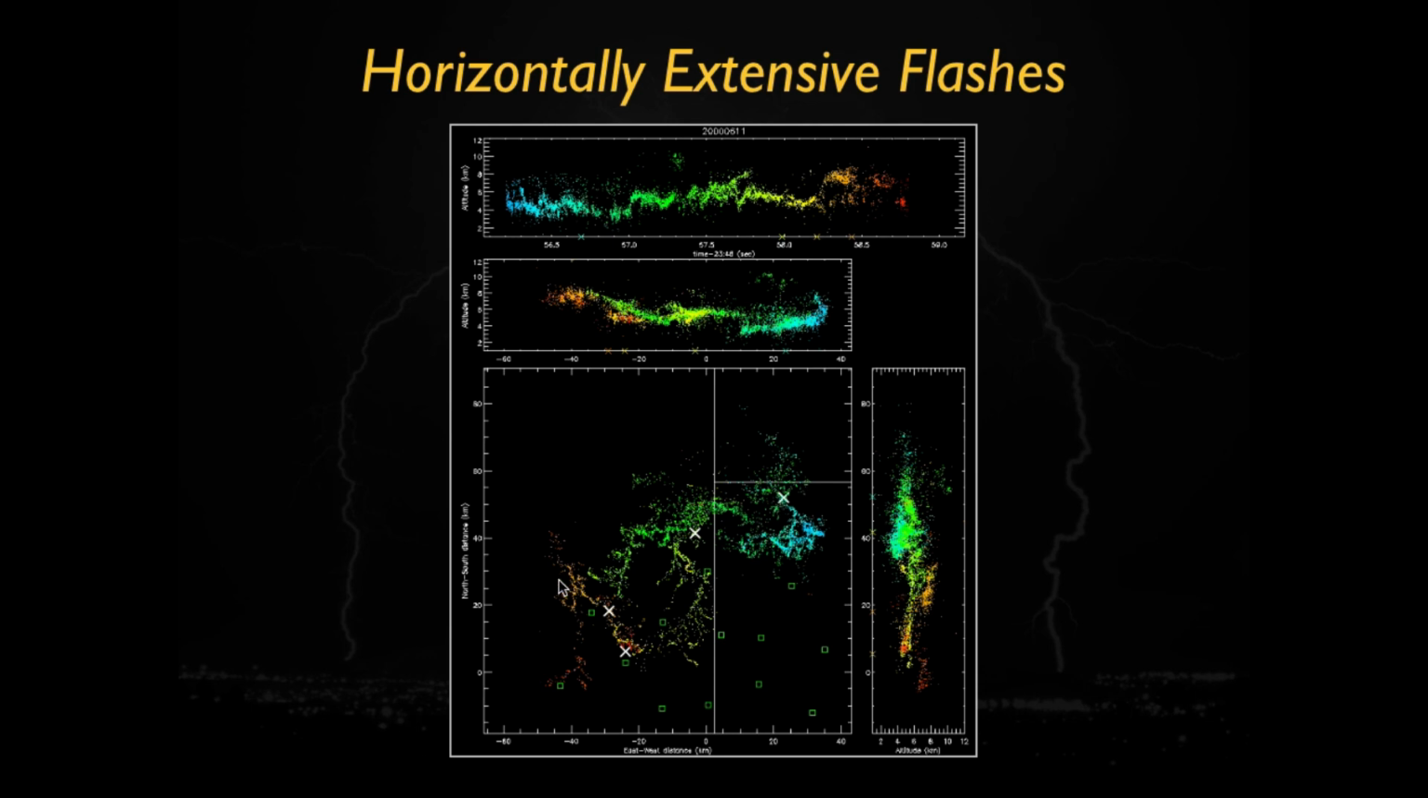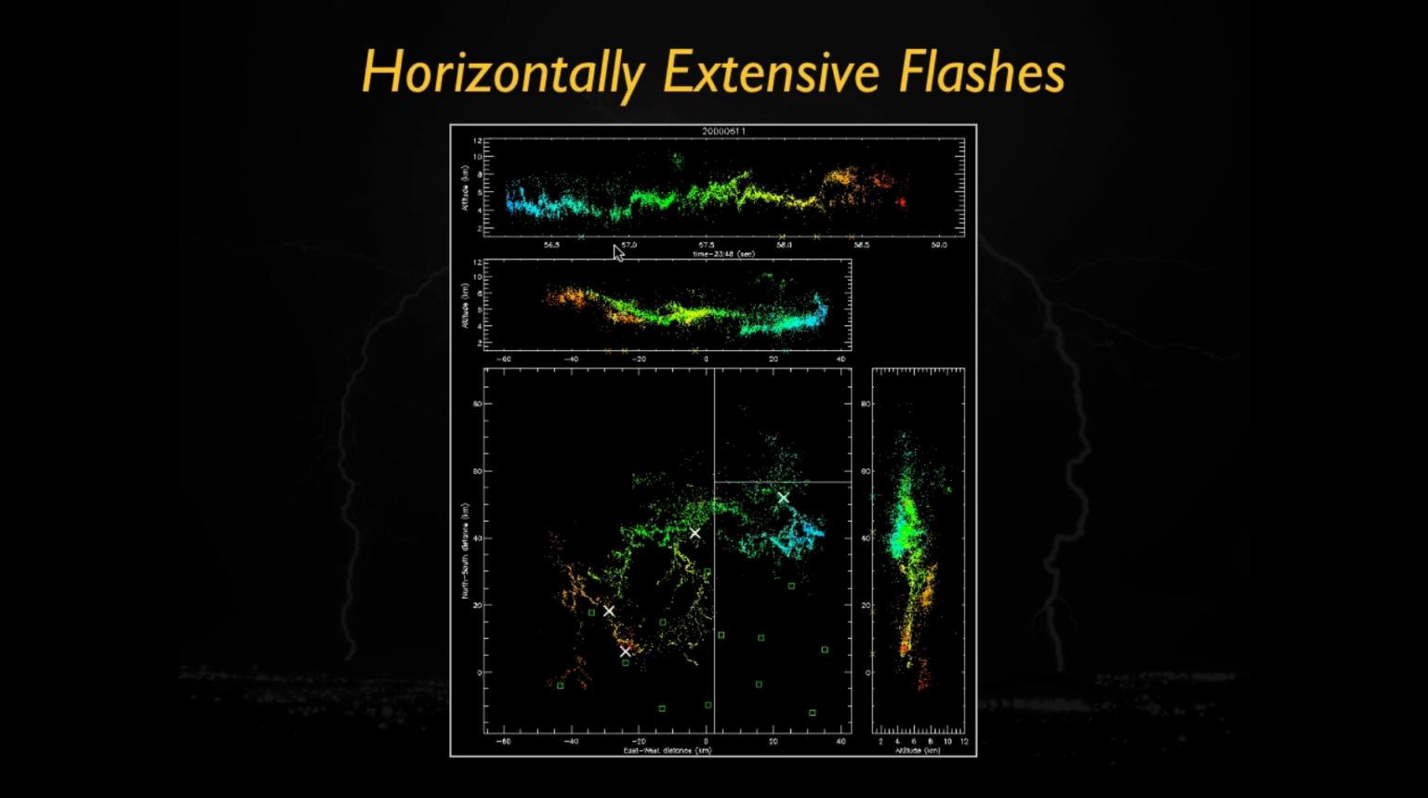We can see that this flash travels close to, this is 20 kilometers, 40 from the center of the array. So the first one is about 25 kilometers from the center, and the flash terminates at about, it looks like it's close to 50 kilometers west of the center of the array. So this is a very horizontally extensive flash, and it's traveled well over 40 kilometers, 50 kilometers or so.